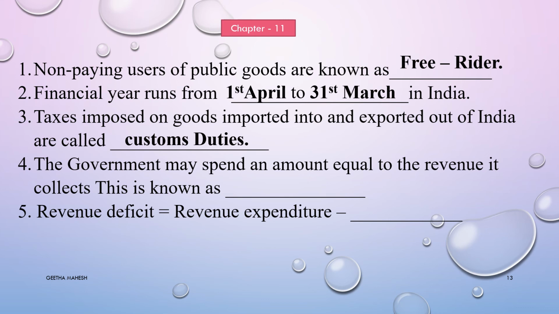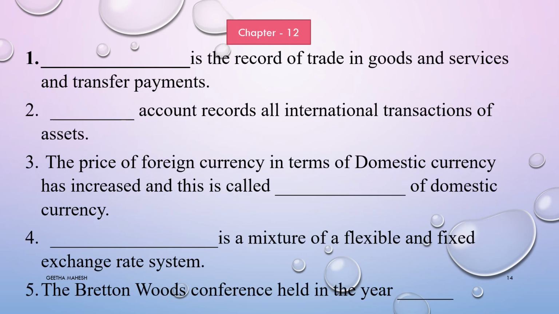The government may spend an amount equivalent to revenue it collects. This is known as balanced budget. Revenue deficit equals revenue expenditure minus revenue receipts. Now let us discuss a few important fill in the blanks from the open economy. First one, current account is a record of trade in goods, services and transfer payments.